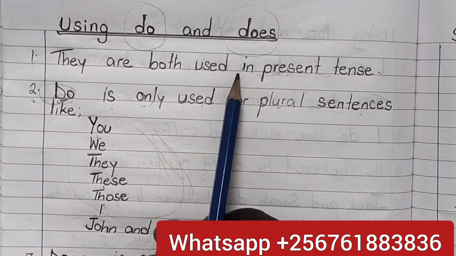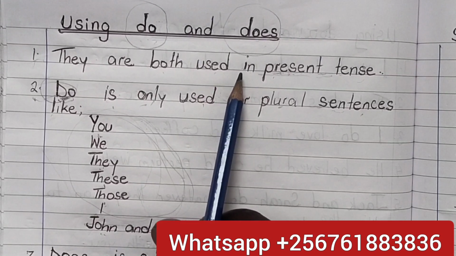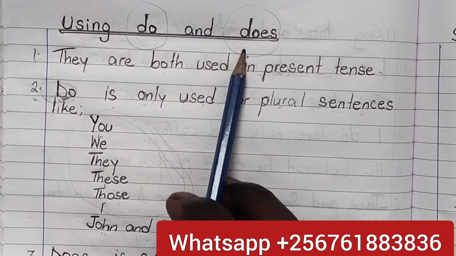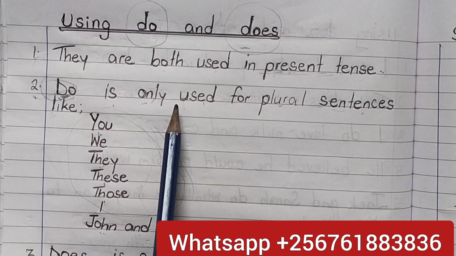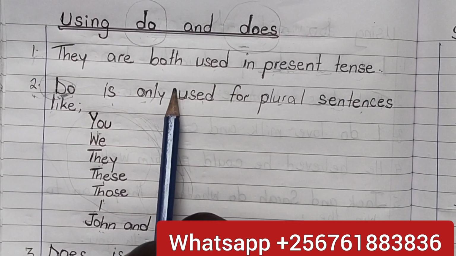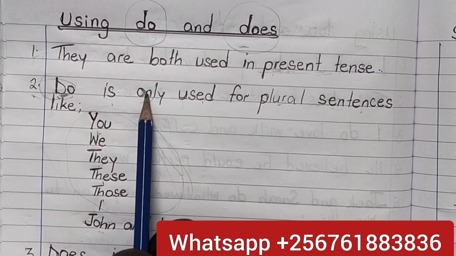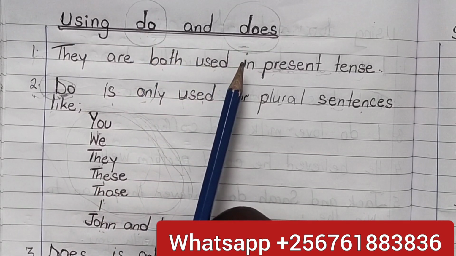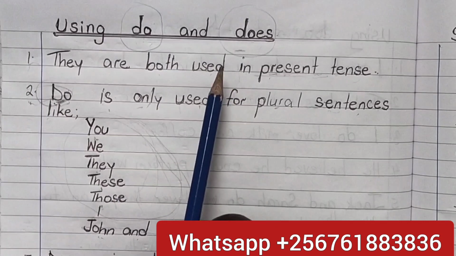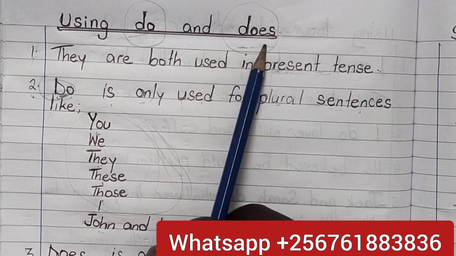Present tense means now tense. Things which are happening today, now. We use do and does. If you want to put it in past tense, we use did. Did is the past tense of do. He did his homework. They did their homework. For do and does in past tense, you use did. But for present tense, we use do or does.